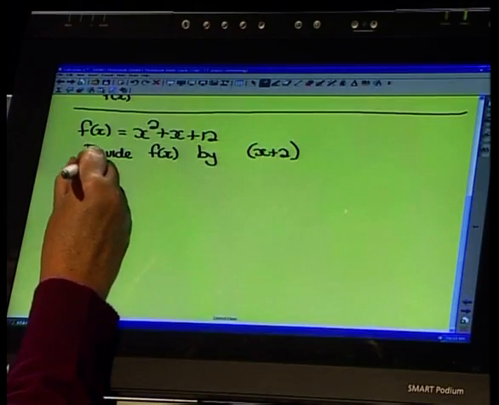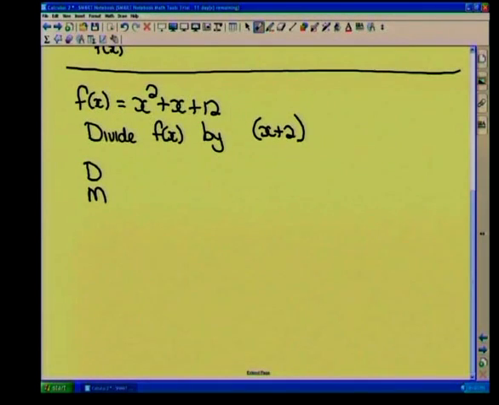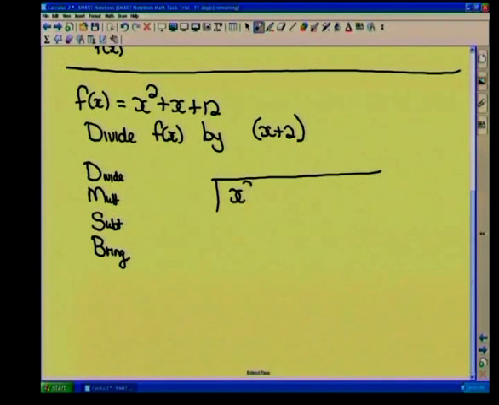The first thing we're doing is we are going to use the good old-fashioned algorithm, where I'm sure you've seen it before. Daddy, mommy, sister, brother. And that stands for divide, multiply, subtract, and bring down. So what we're doing is we're taking it like this and we're saying let's put our x squared plus x plus 12 there. And let's put the x plus 2 there because we want to divide that into that.